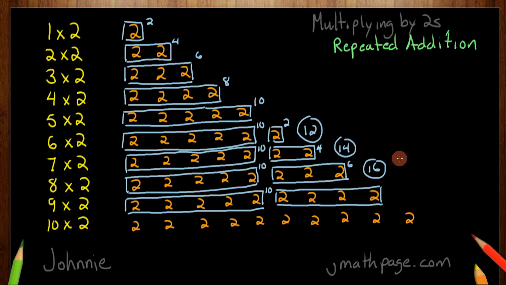And 4 2's is how much? 4 2's is 8. Okay, so 4 2's is 8. So if I think about 9 times 2, I'm thinking about 10 and 8 more. So 9 times 2 is 18. What's going to happen with the last one?